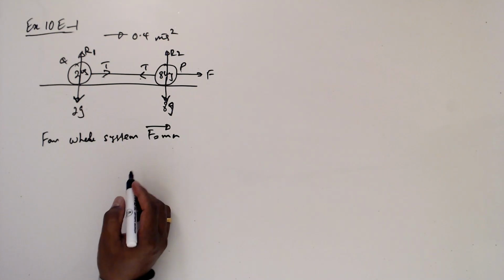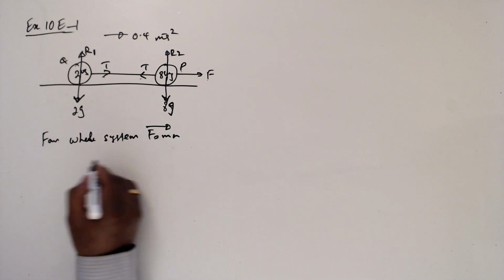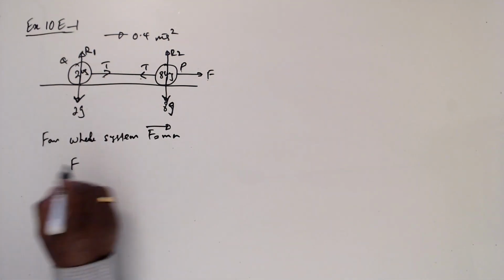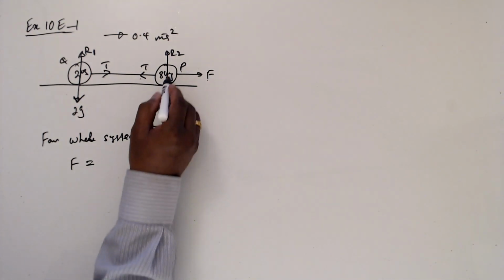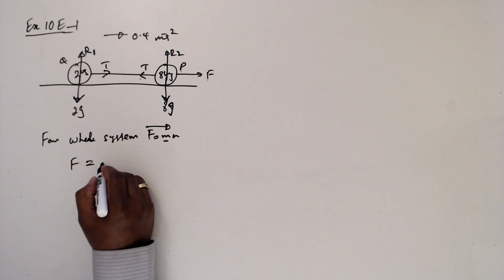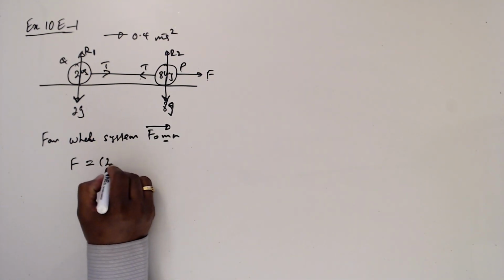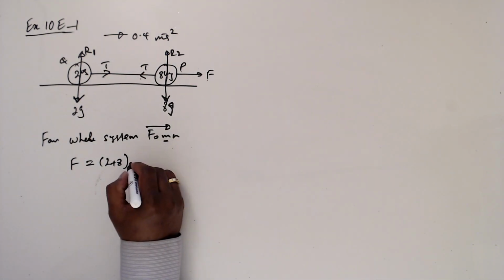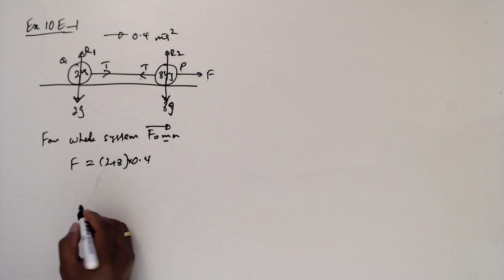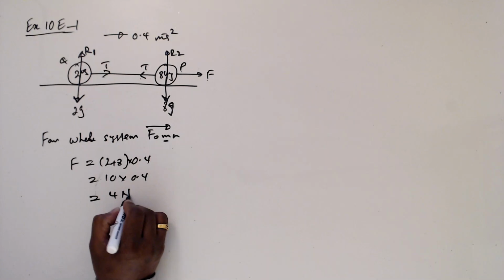Now what are the forces? I can see F, and there is no other friction forces, and now m. In that case it is the total m. So this is going to be 2 plus 8, 10. Alright, it is 2 plus 8, and acceleration is given 0.4. So 10 times 0.4. So this is going to be 4 Newton.